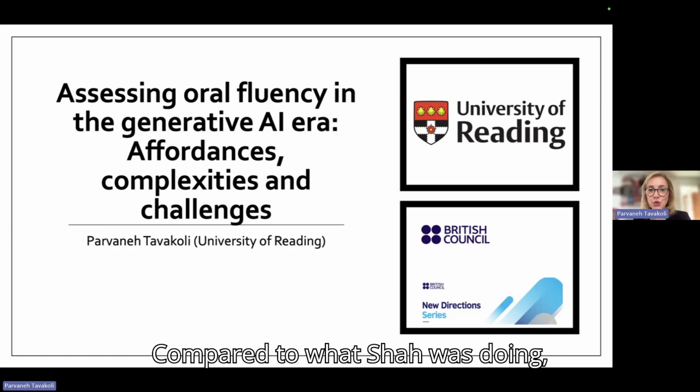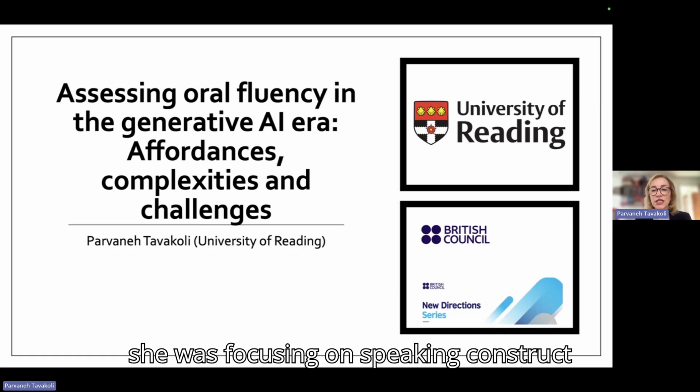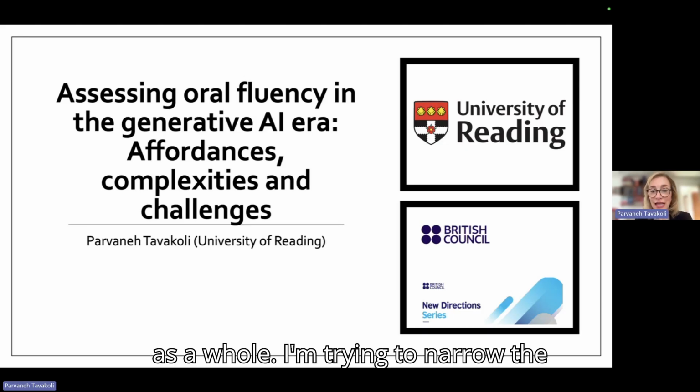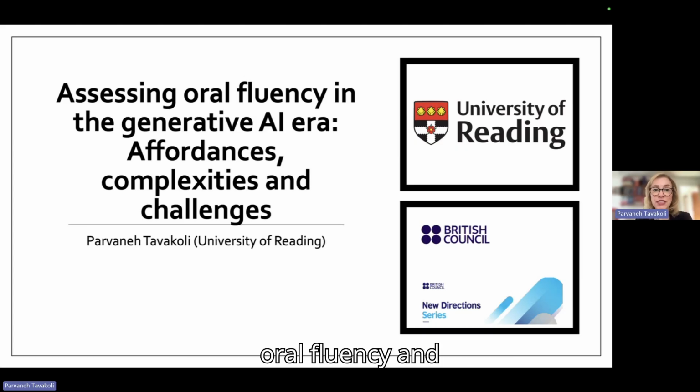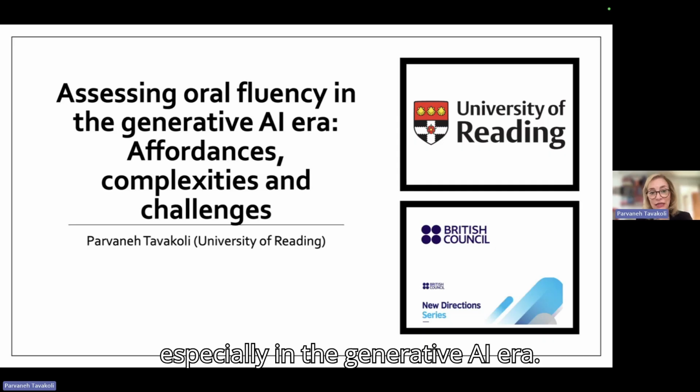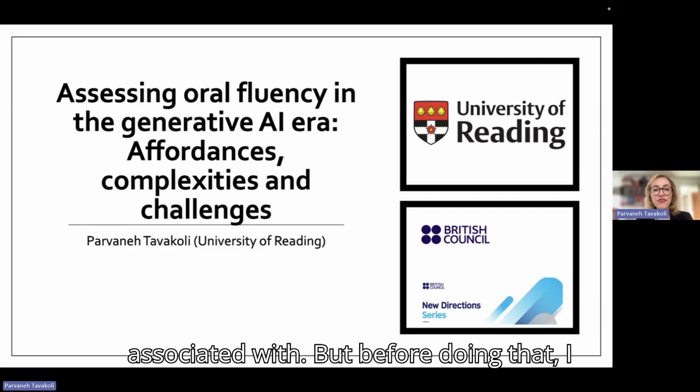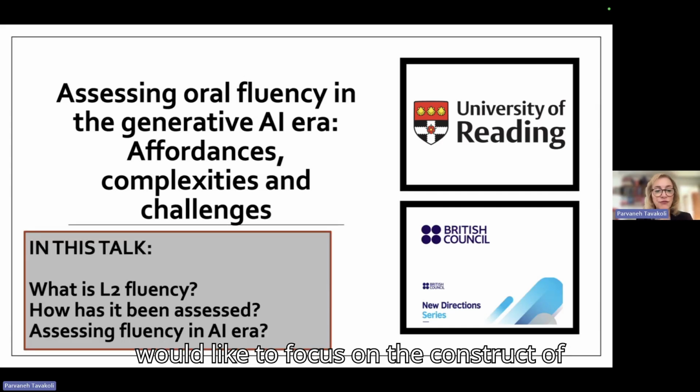Compared to what Sha was doing, she was focusing on the speaking construct as a whole. I'm trying to narrow the focus down to assessment of oral fluency, and especially in the generative AI era. I would focus on affordances, complexities, and challenges that assessment of oral fluency is associated with. But before doing that, I would like to focus on the construct of fluency.